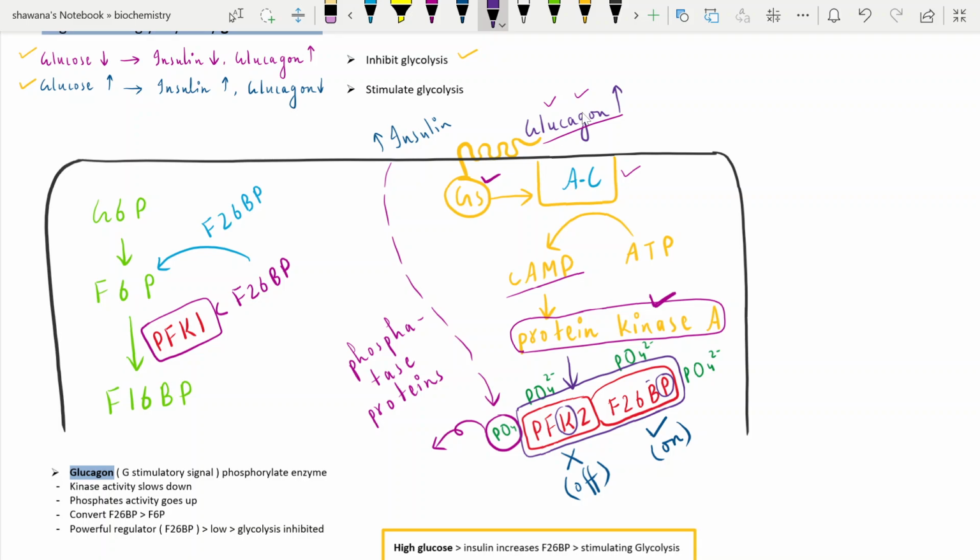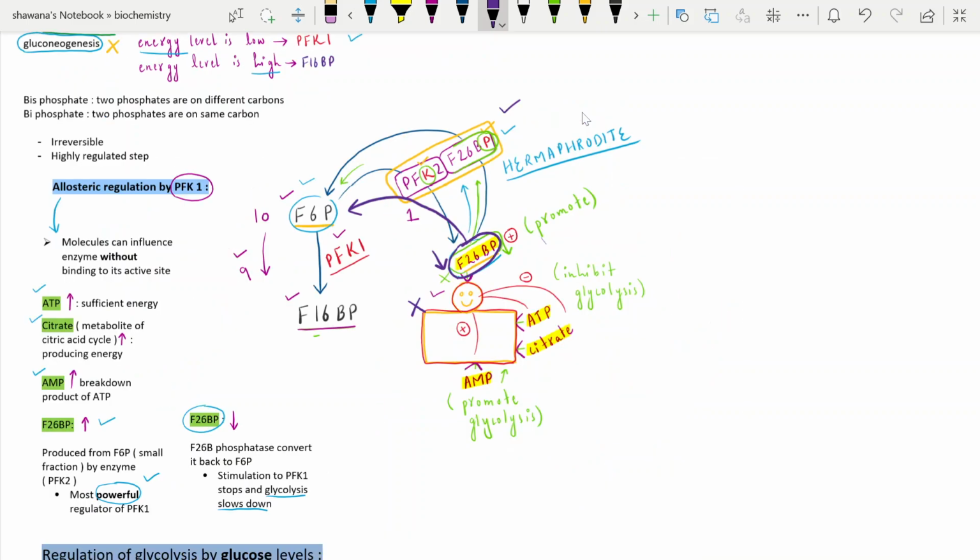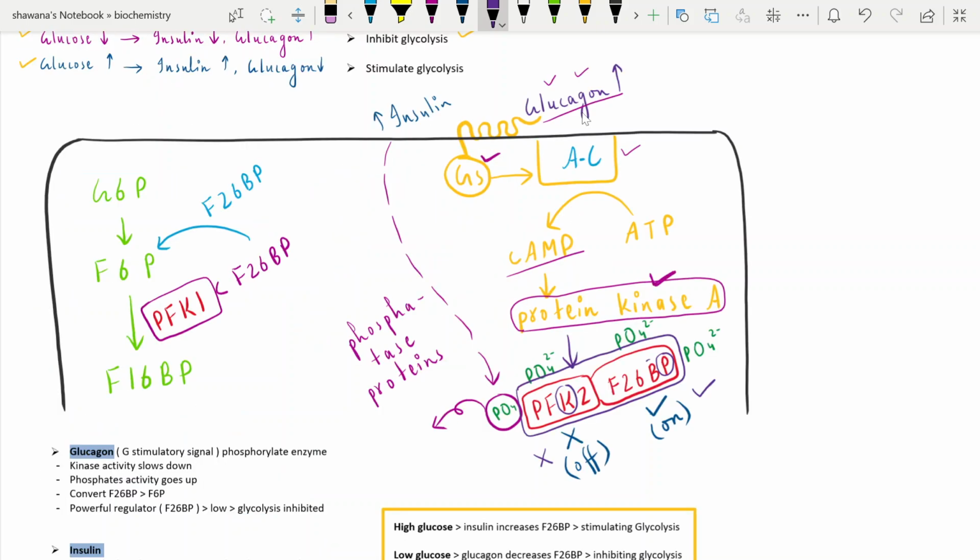What is the action of the phosphatase? Fructose 2,6-bisphosphatase. Let's come back to it. The phosphatase will convert fructose 2,6-bisphosphate back to fructose 6-phosphate, and when its level reduces inside the cell, there is no regulation of PFK1 and glycolysis will not proceed. It increases the activity of the phosphatase and reduces the activity of the kinase.